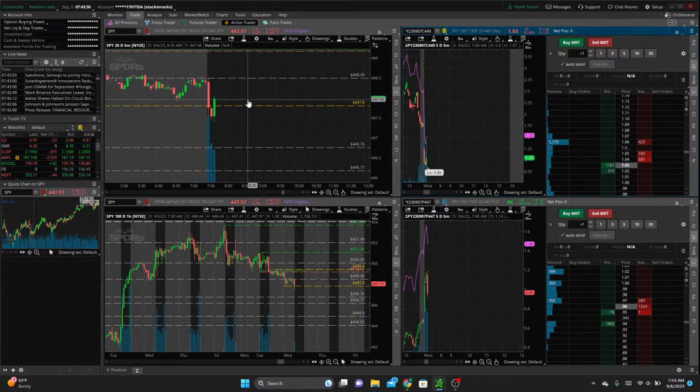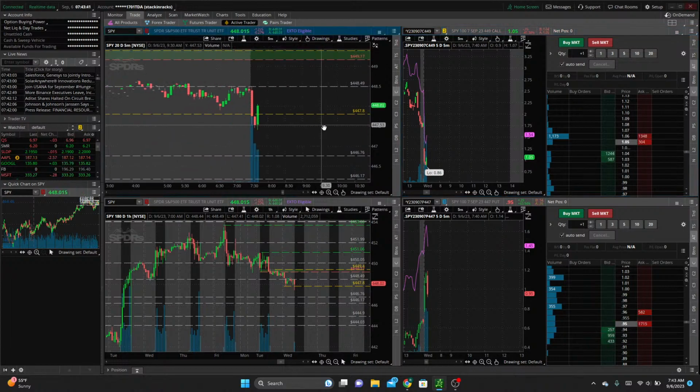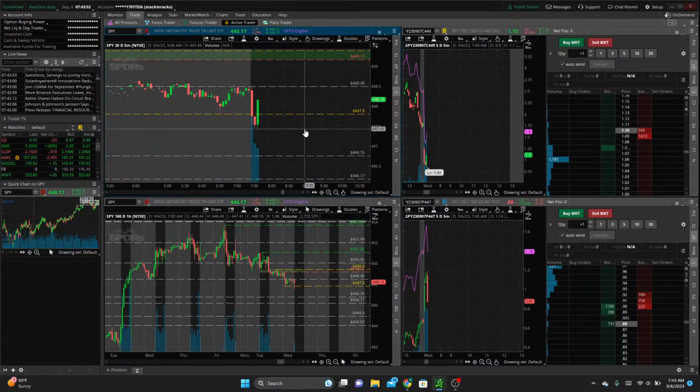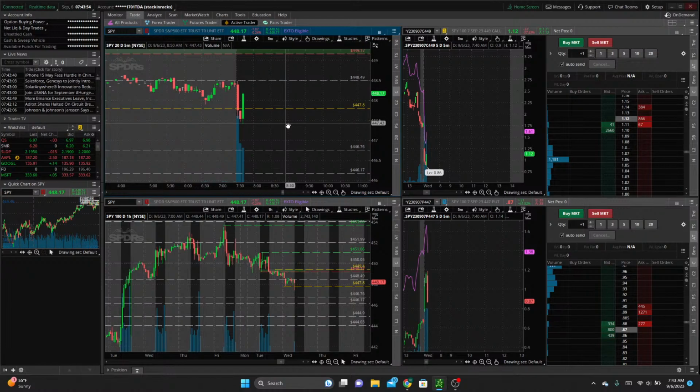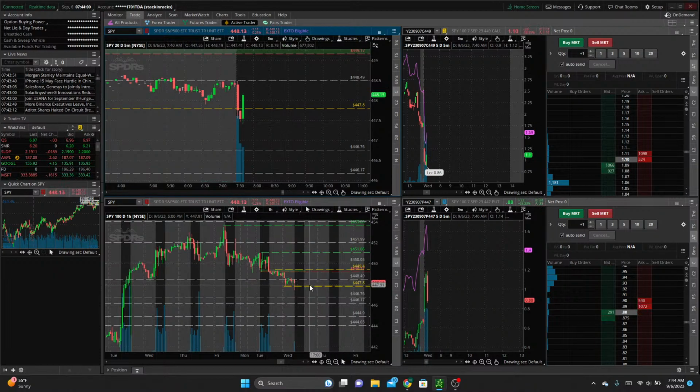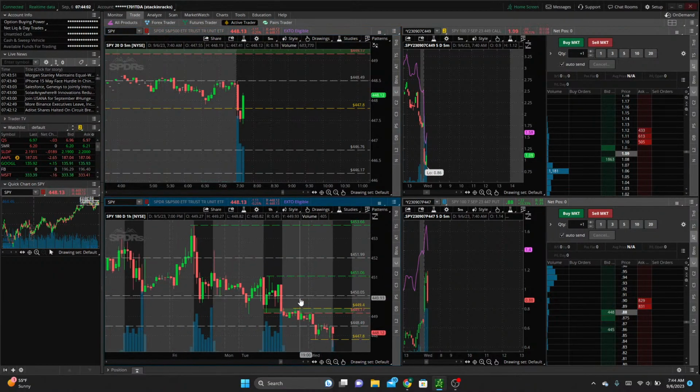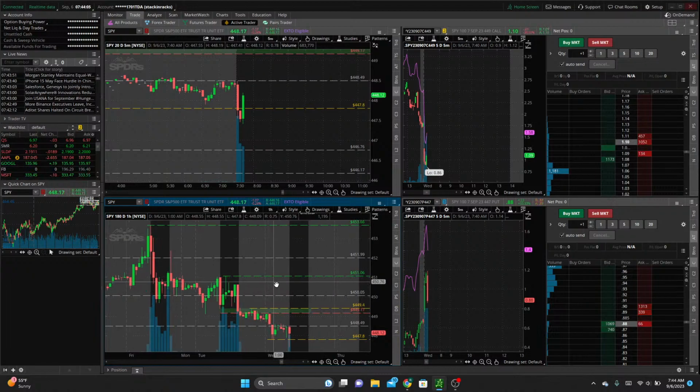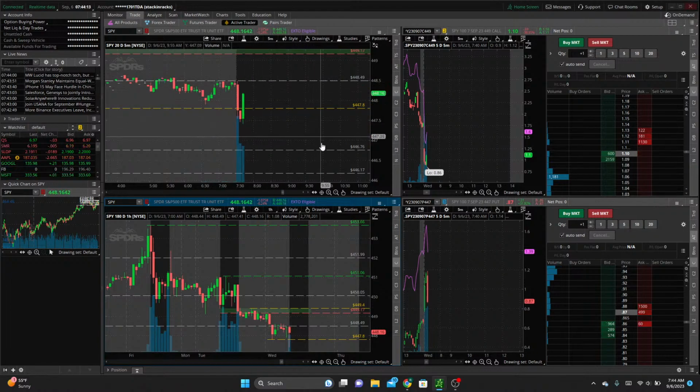But it looks like we have pushed up. We're remaining above that pre-market low. Some volume coming in. So now we have a defined high of the day, the low of the day. We'll see what we do in between.